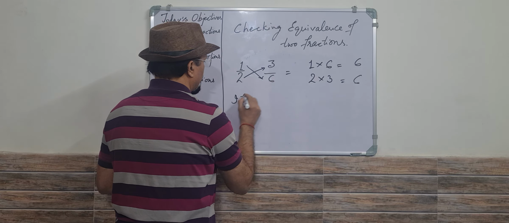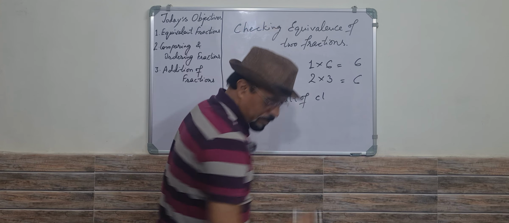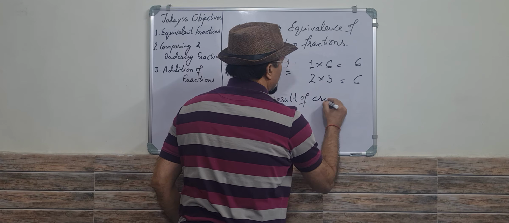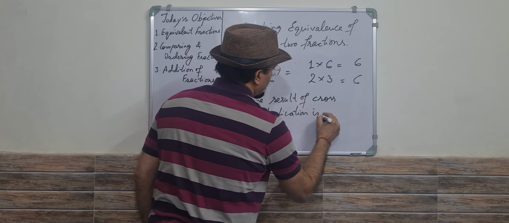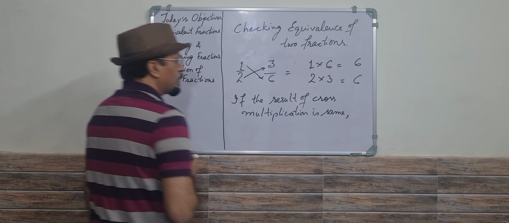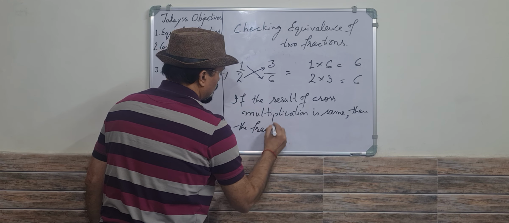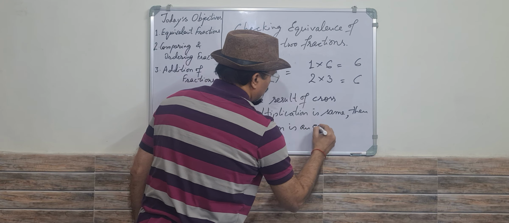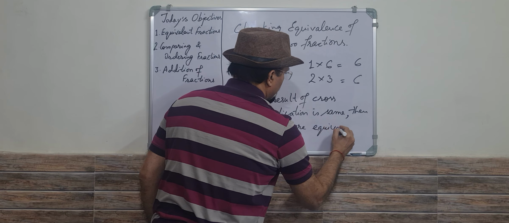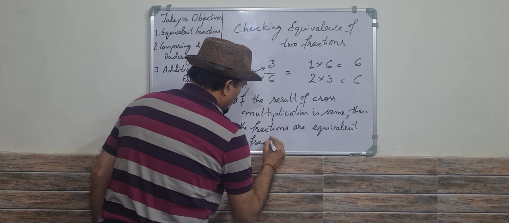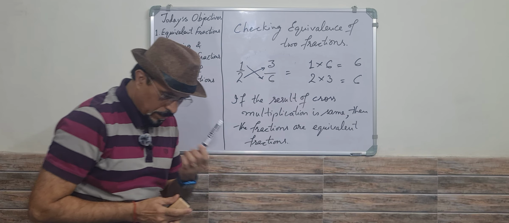So if the result of cross multiplication is same, then the fractions are equivalent fractions. So this is how we can check the equivalence of two fractions.